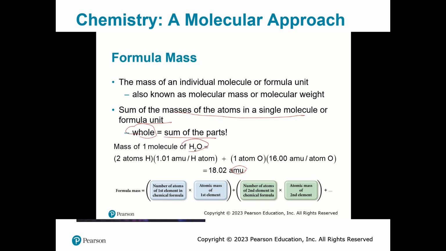Like the water molecule over here, I have 2 atoms of hydrogen, and we know through the periodic table the atomic mass is 1.01 per atom of hydrogen. And we have 1 atom of oxygen, and we know that 1 atom of oxygen weighs 16.00 atomic mass units. So we add all together and we have the formula mass, which is 18.02 atomic mass units.